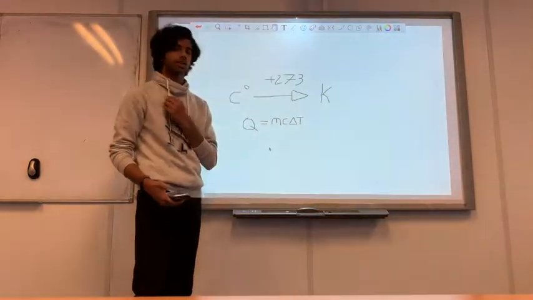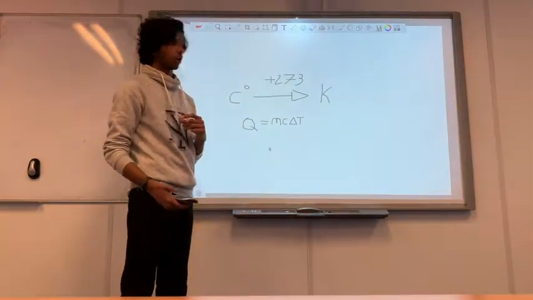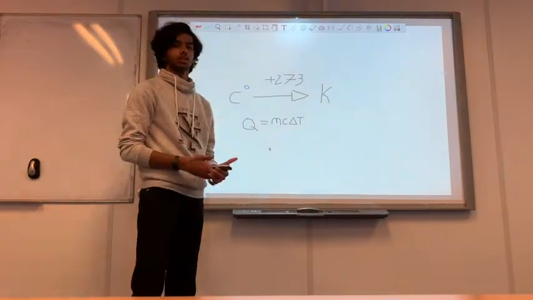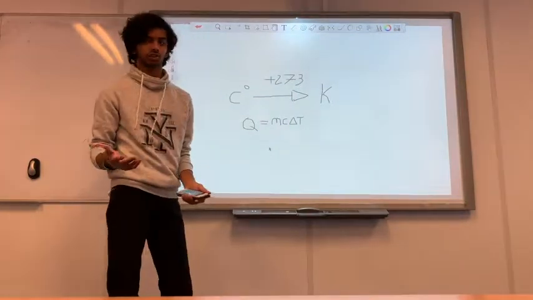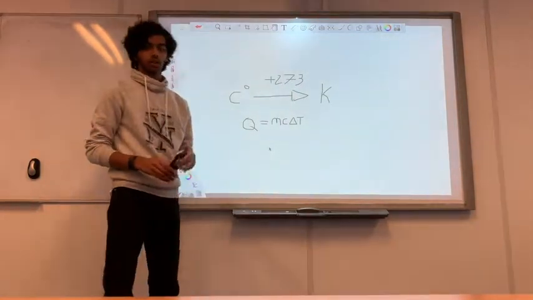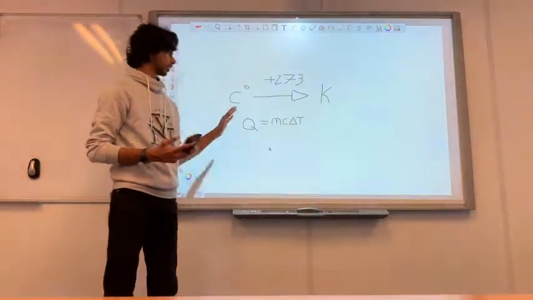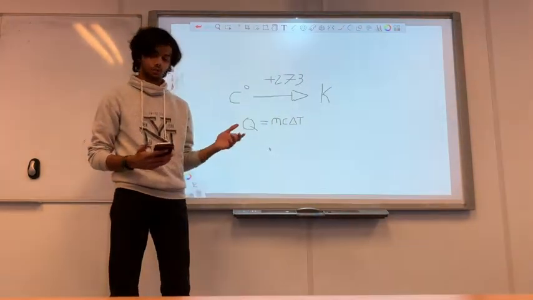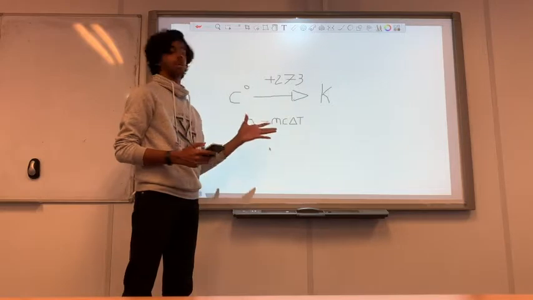Then the change in T. This can be denoted in either Celsius or Kelvin, because when subtracted, you get the same answer. So this is the equation for the energy produced while something is being cooled down or heated up.